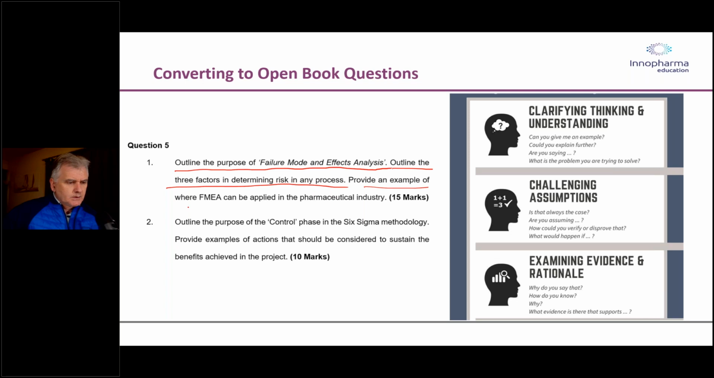Provide an example where an FMEA can be applied in the pharmaceutical industry. And again, that does say the pharmaceutical industry, but really, at this stage, you should all have a reasonable enough knowledge to just understand risk. FMEA is all about risk. So whether it's risk and documentations, etc.